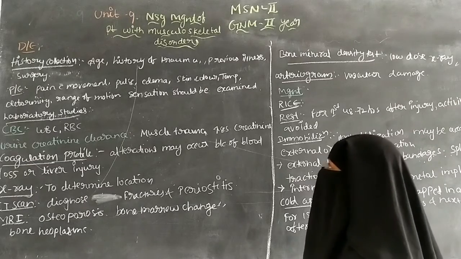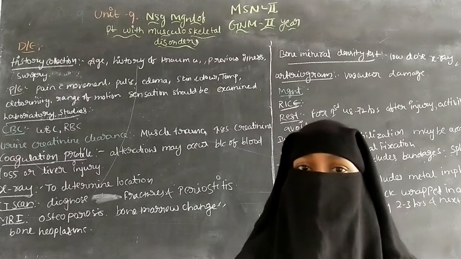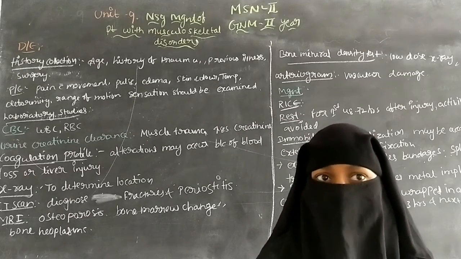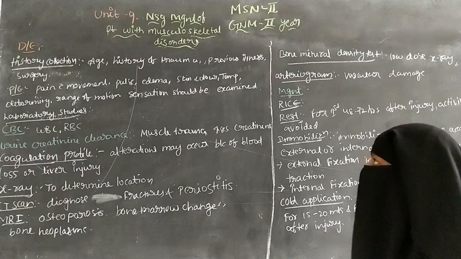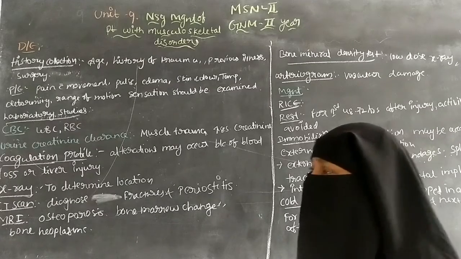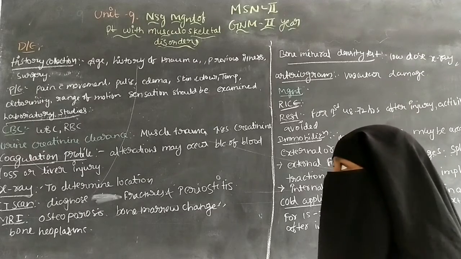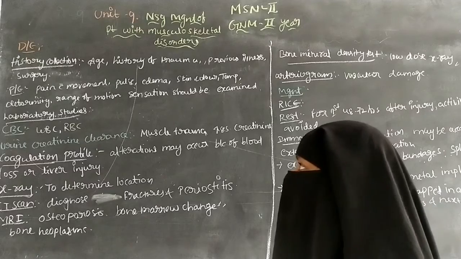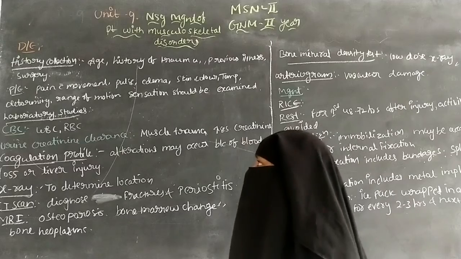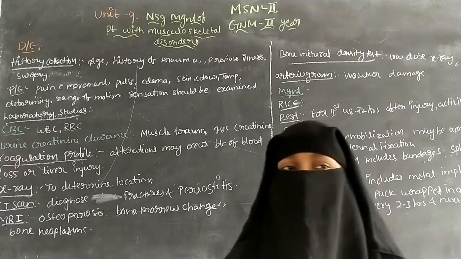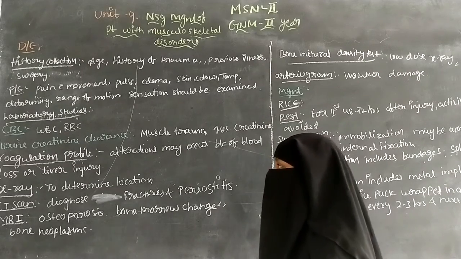Next one is previous illness. The patient may have had a previous illness of musculoskeletal disorders like osteoporosis, osteomalacia. The nurse has to ask the patient whether any previous musculoskeletal disorders are present or not. And next one is previous surgeries. The nurse has to ask whether the patient has had any previous surgeries for skeletal disorders.